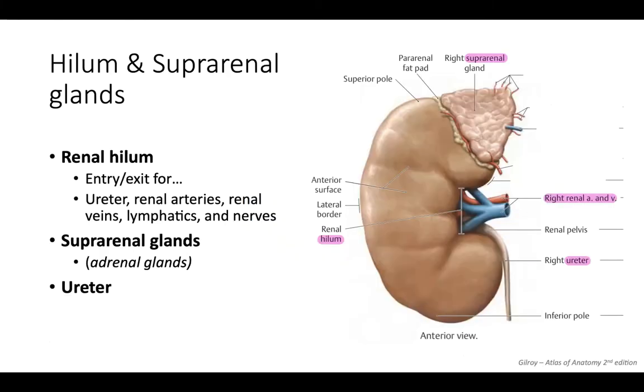Next, we're going to talk about the hilum and the suprarenal glands. So the renal hilum is an indentation of the kidney, and it serves as an entry and exit point for the ureter, renal arteries, renal veins, lymphatics, and nerves. The suprarenal glands, also known as the adrenal glands or endocrine organs, are going to sit on top of each kidney. People like to refer to them as kind of the kidney's hats. And then finally, we have the ureter, which is going to transport that filtered fluid or urine from each of the kidneys down to the bladder.